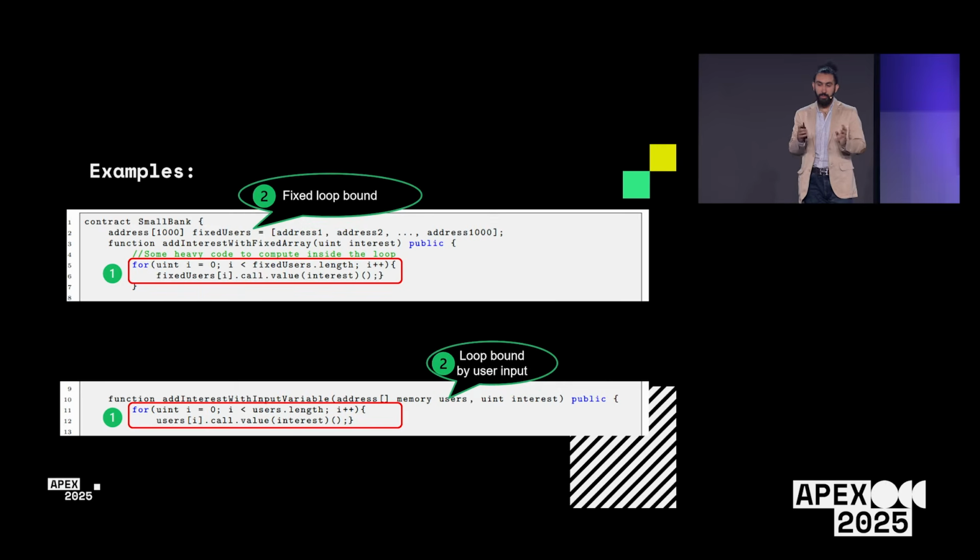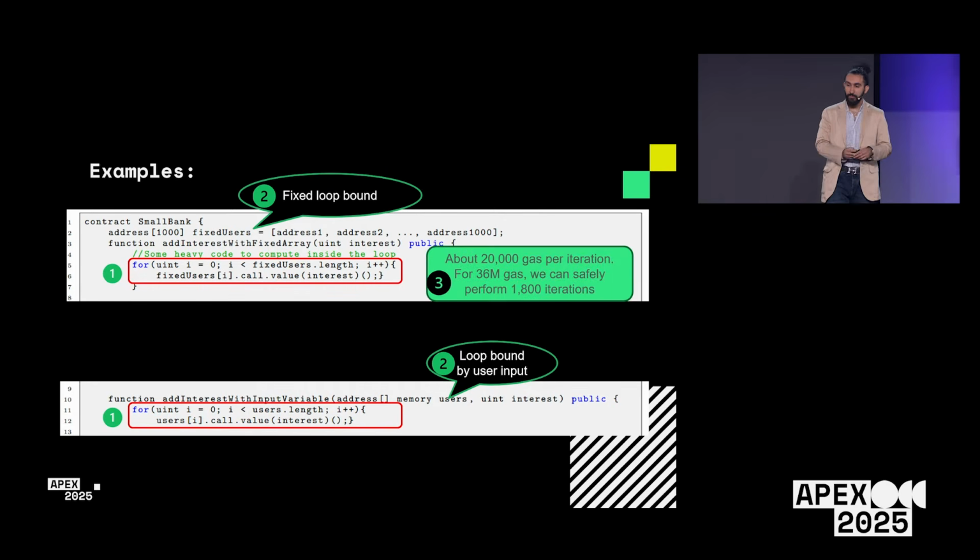Next, we need to find the variables that affect the loop and the type of those variables. For example, the first example has a constant variable, and the second example has an input variable. Then we need to perform something called gas analysis. Basically, this is the amount of gas required to perform each iteration of that loop.